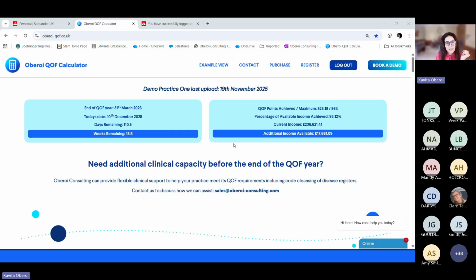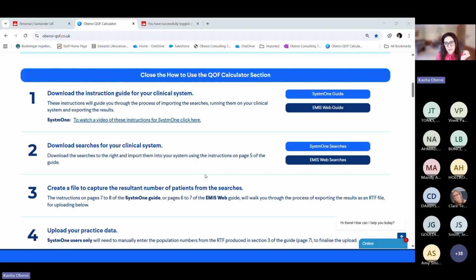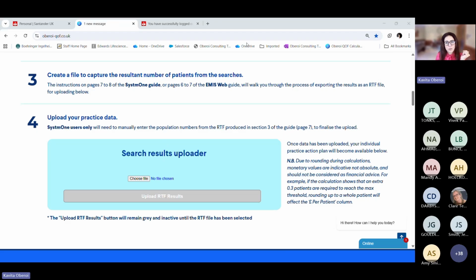So if there's anything that you need to put in the chat just around any of these, I can answer that now. Just going to go back. If there's anything in the chat, let's have a look. There's just one question about the cost. Yes, the cost of this calculator is £280 plus VAT, which is a very low cost. It's been a launch cost for this year.